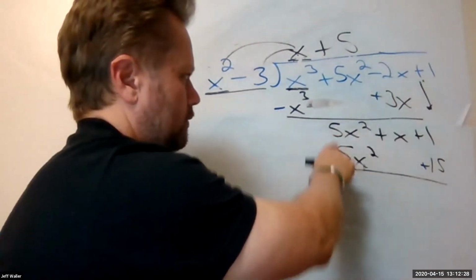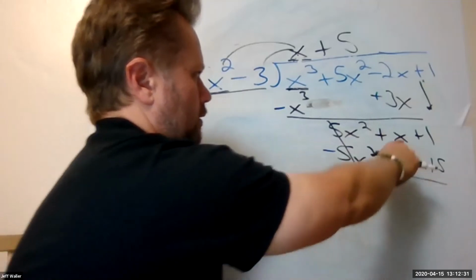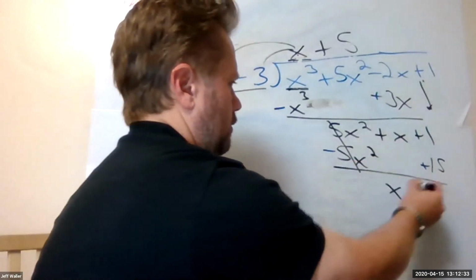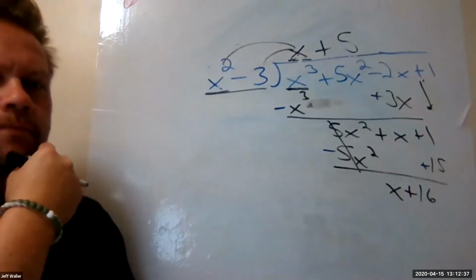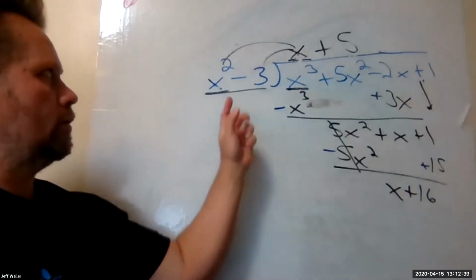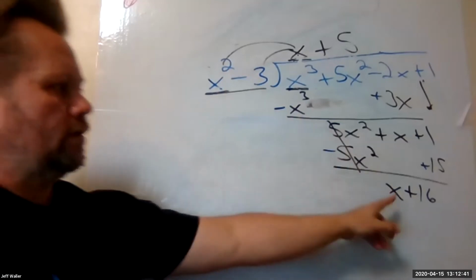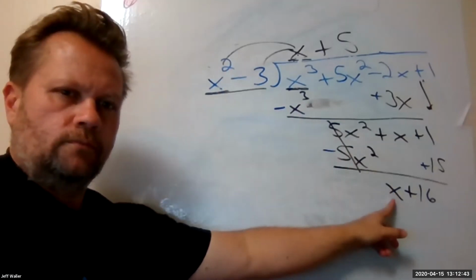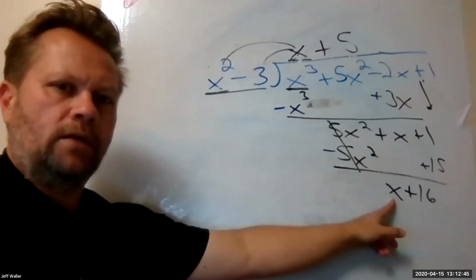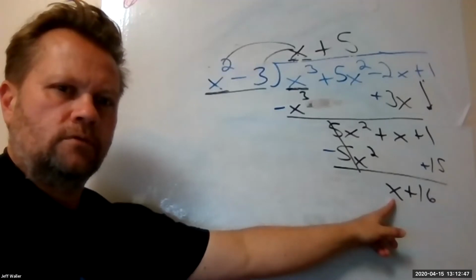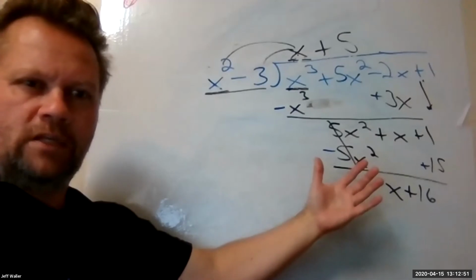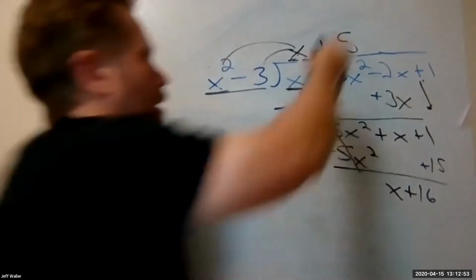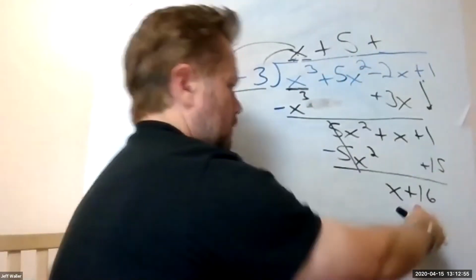These cancel. They always will. X is still here. Plus 16. Now, notice. Do you see how that's got a higher power than this? That's how I know I'm done. Because x squared can't go into x. It's got a higher power. So then I would write plus this over this.